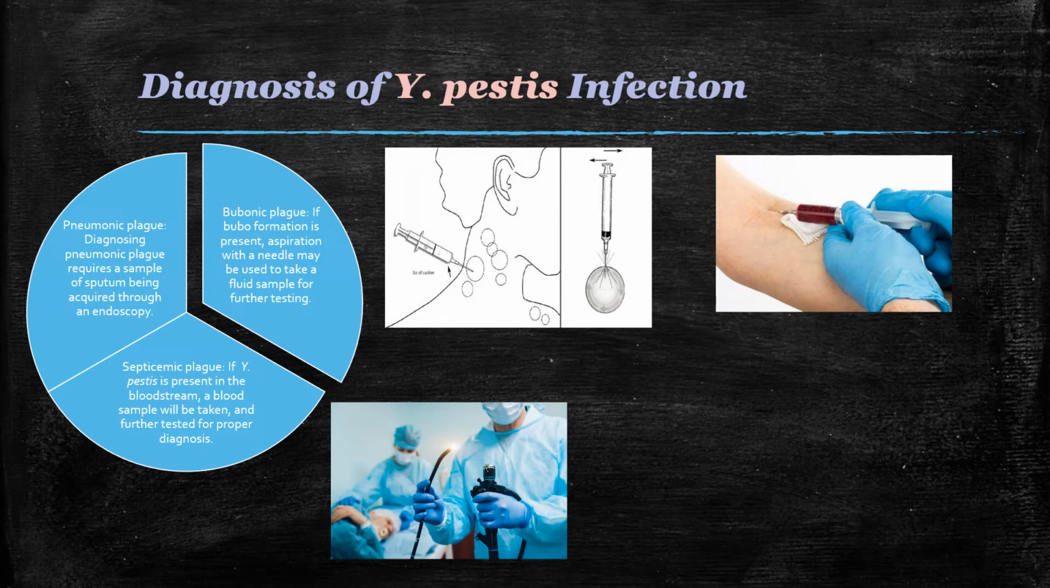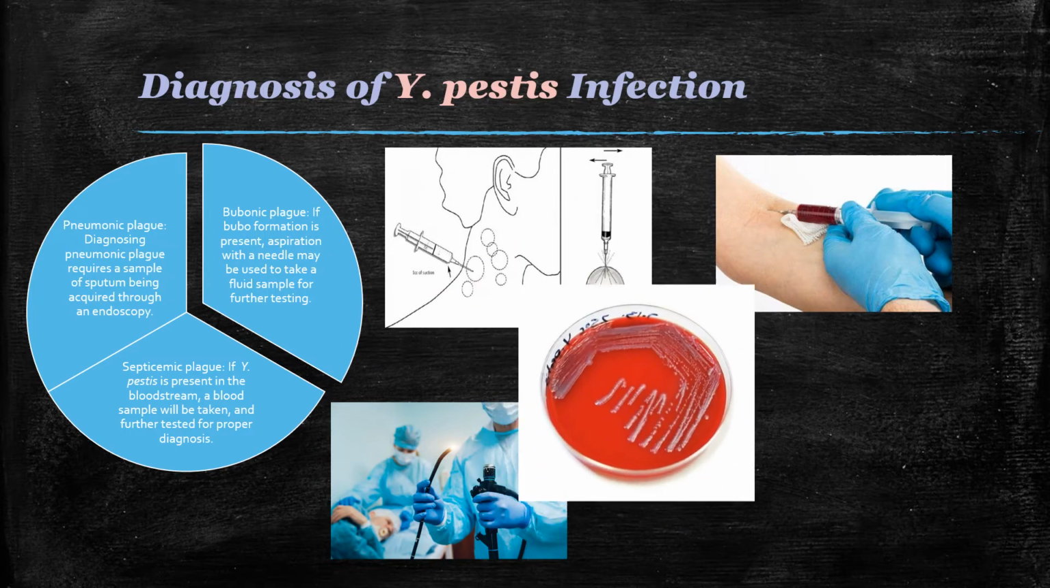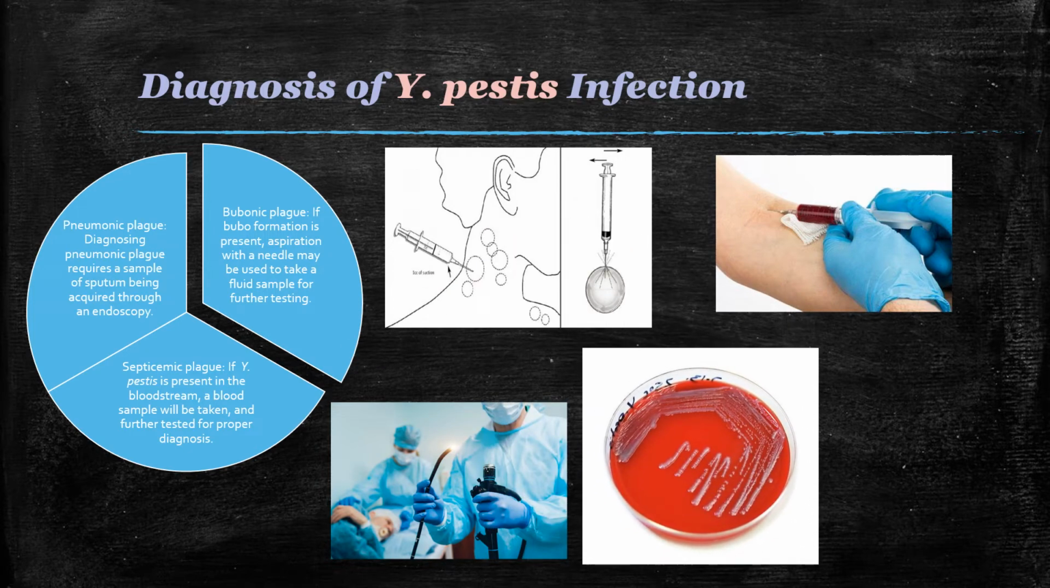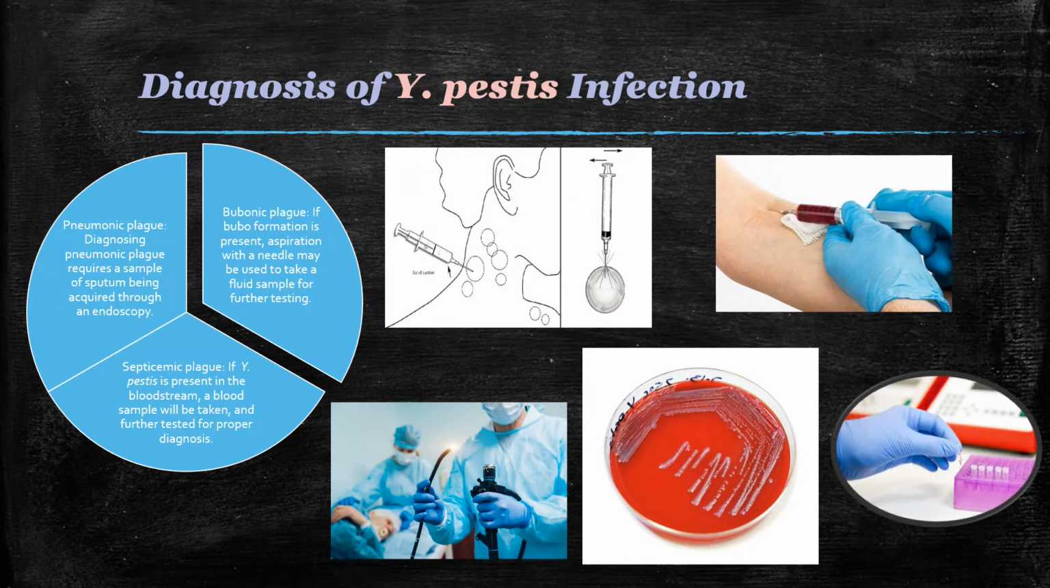For pneumonic forms of the plague, an endoscopy is performed to look through the respiratory tract as far as the nasopharynx, the trachea, and ultimately the lungs. All of these samples are taken and are cultured, or now with modern day technology will be run through PCR analysis in order to confirm or compare the genes of Yersinia pestis to be able to properly diagnose.